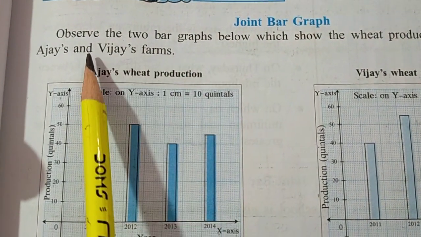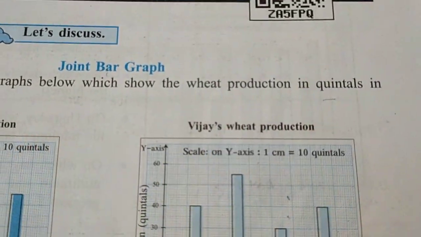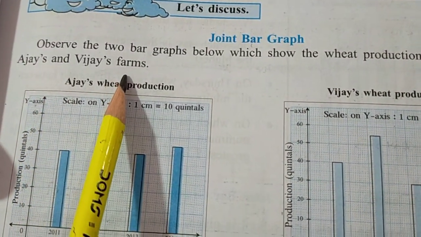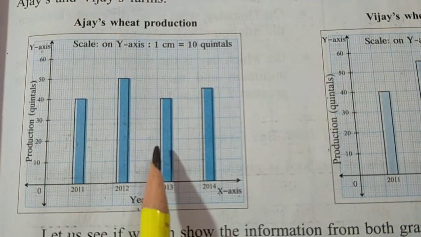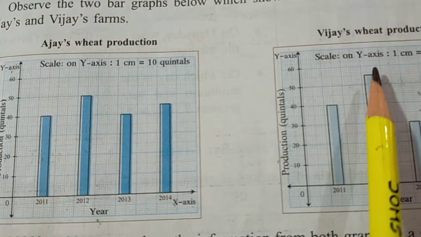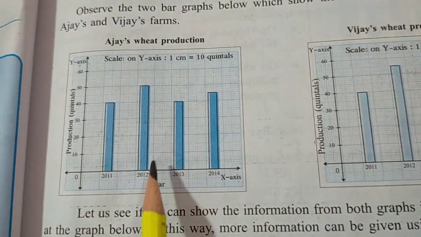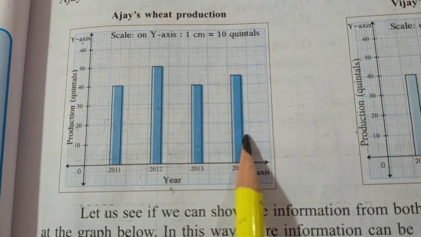Now see this example. Observe the two bar graphs below, which show the wheat production in quintals on Ajay's and Vijay's farms. The first graph is showing the wheat production of Ajay, and the second graph is showing the wheat production of Vijay. Now see this first graph. Here you can see single bars.